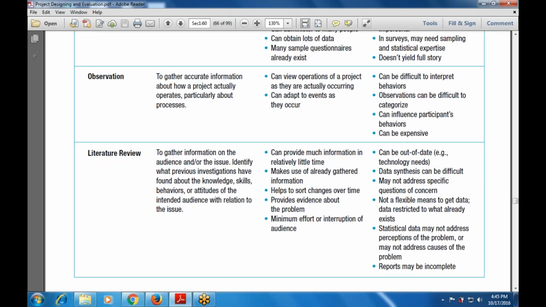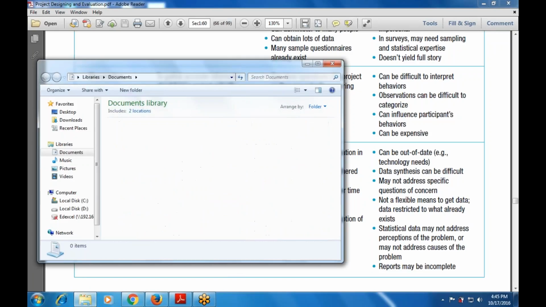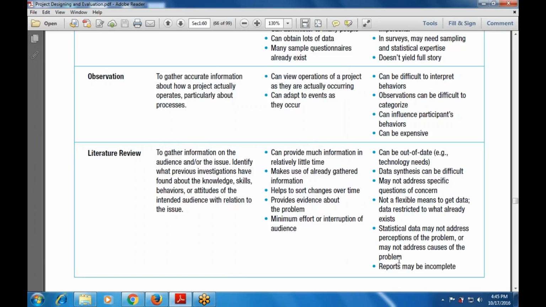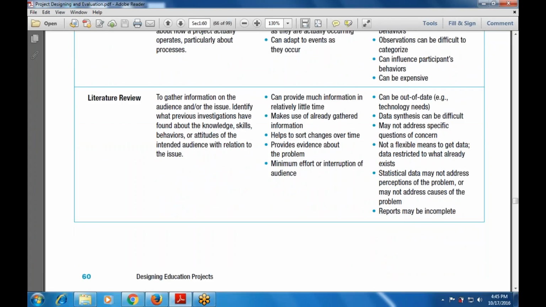Then statistical data may not address perception of the problem, whatever the perception of the problem, whatever the tool that is used with the statistical analysis, the problems, and the causes of the problem. Next one is reports may be incomplete. Sometimes the literature review does not include a report that may be incomplete in the processing of the data in the literature review.